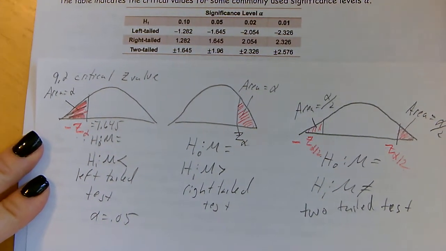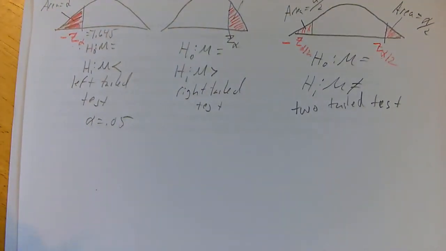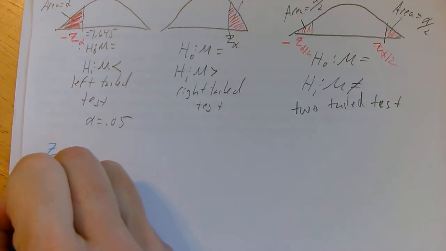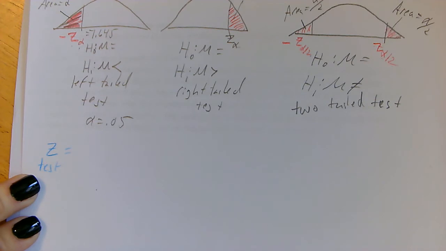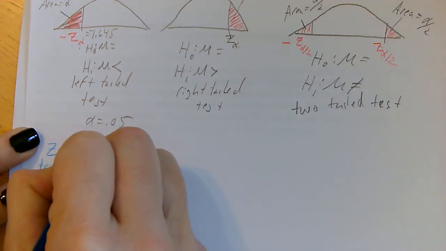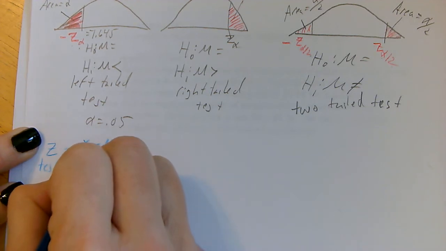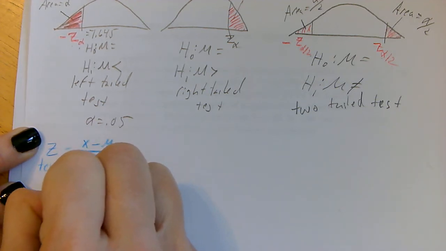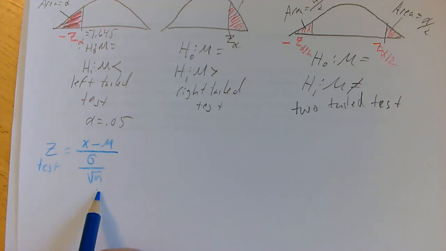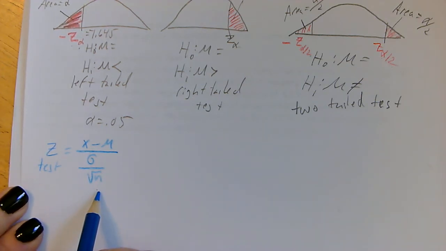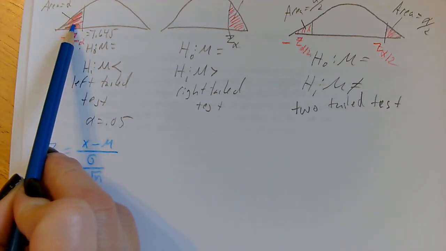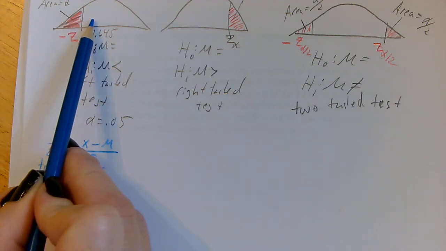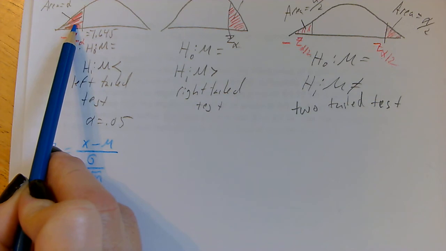Then we're going to calculate our z-test statistic. And if our test stat falls in the red zone, that means we are right. If it doesn't make it there, we are not right. And that's how we draw our conclusion. In the next video, we're going to be doing a hypothesis test from start to finish.